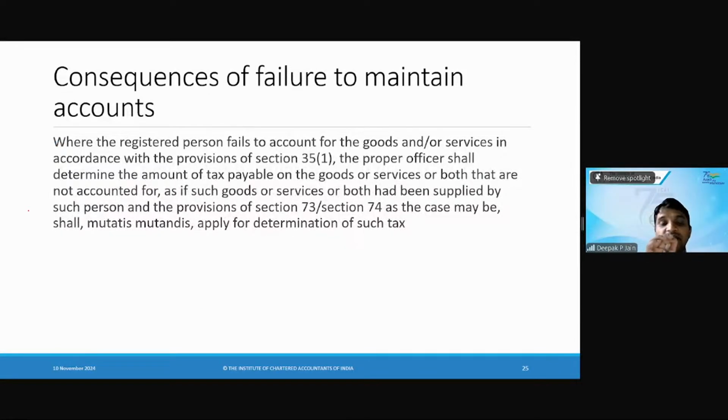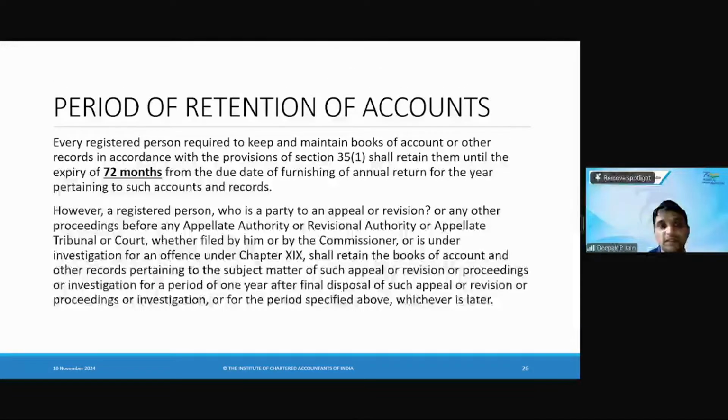If you do not maintain these records, then what is the consequence? The registered person who fails to account for the goods and services in accordance with section 35, then the proper officer shall determine the amount of tax payable on the goods or services that are not accounted, and he will do the assessment under 73 and 74. अगर आप books of account maintain नहीं करते हो, then officer can determine the tax payable on his calculation and he shall give you a notice and he shall determine the tax payable.